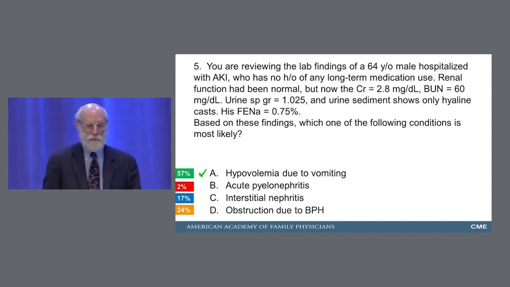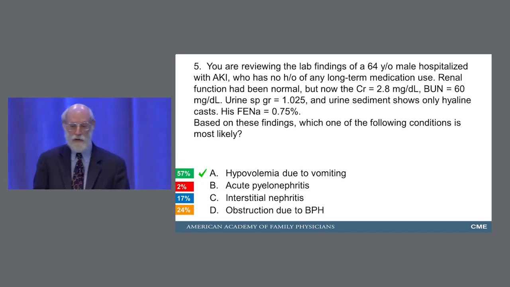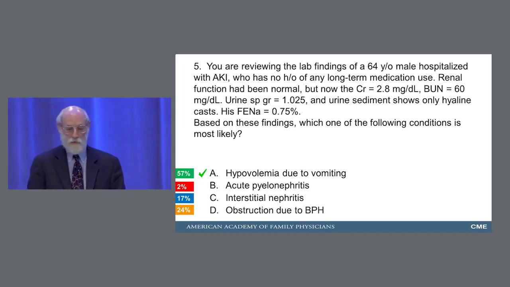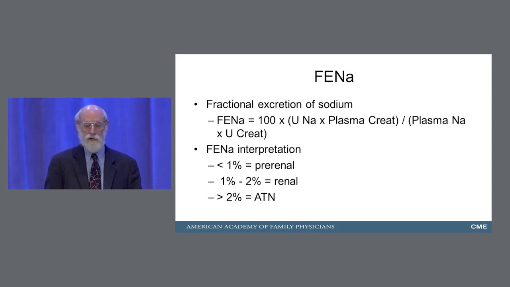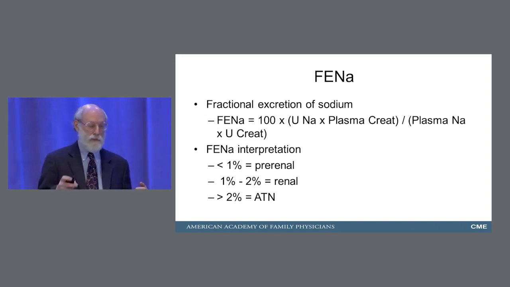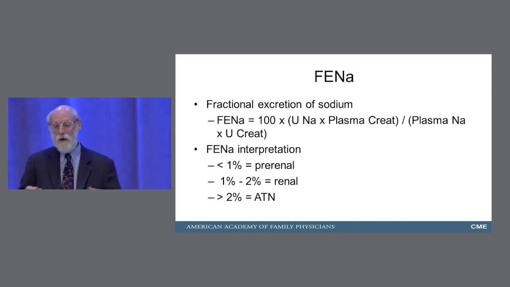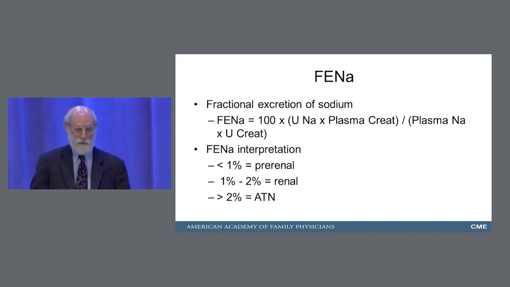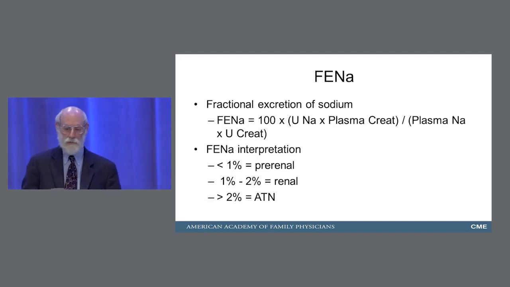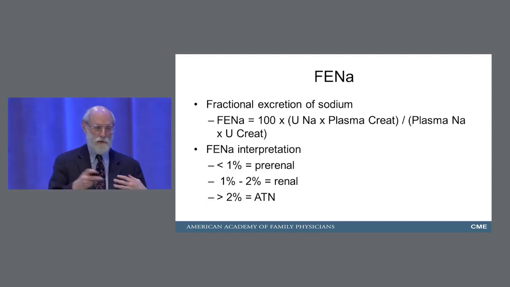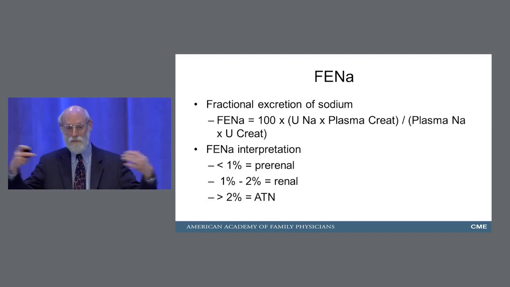Your answer is hypovolemia due to vomiting, which is my answer as well. And this is a question about interpretation of a FeNA. The board will not ask you to calculate a FeNA. The board is going to ask you how to interpret it. Remember, you calculate it by looking at urine sodium and creatinine and plasma sodium and creatinine, plugging into the formula that you all can download onto your cell phones.